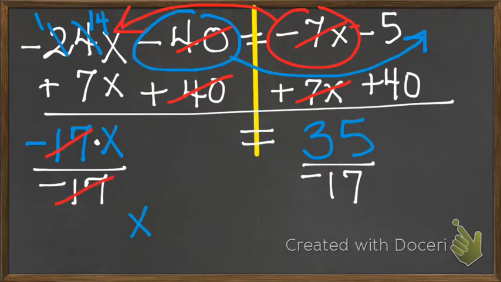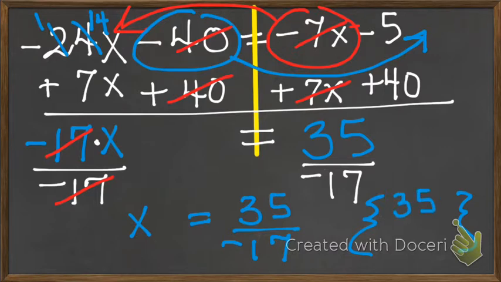And we now have x equals 35 over negative 17. And this is our solution set. And so we just write one solution to this problem.